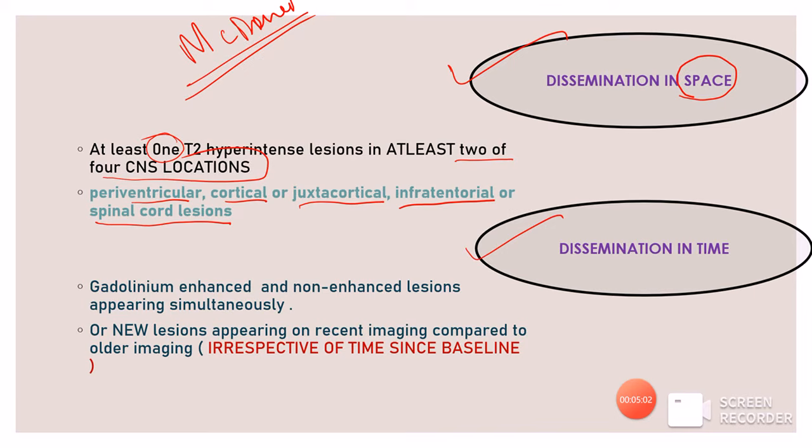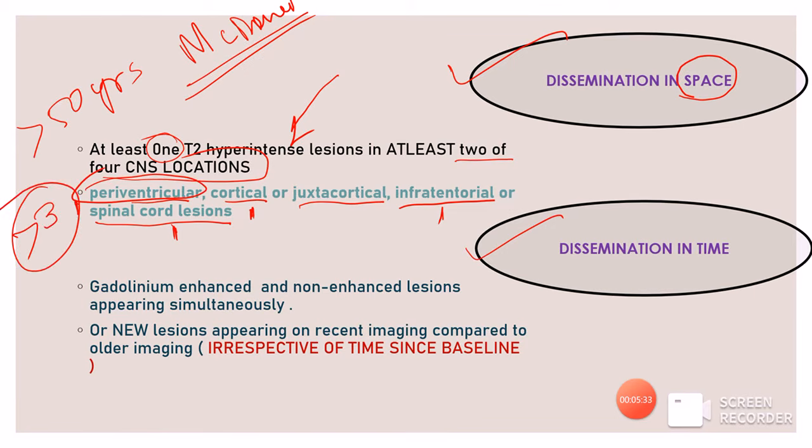Now we are going to search for hyperintense lesions, right? Demyelination is going to look hyperintense on T2. So at least one such lesion should be present in at least 2 of these 4 locations. So one infratentorial or one spinal cord or one cortical lesion or one periventricular lesion. However, when the patient is more than 50 years of age or has some ischemic disease, for periventricular we take about 3 lesions, more than 3 hyperintense lesions. And for the other locations we usually take one lesion.